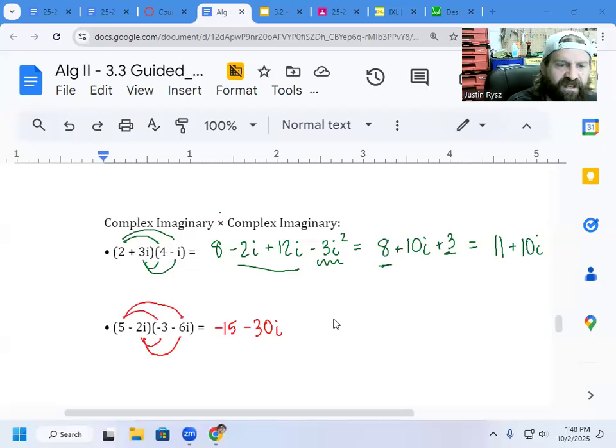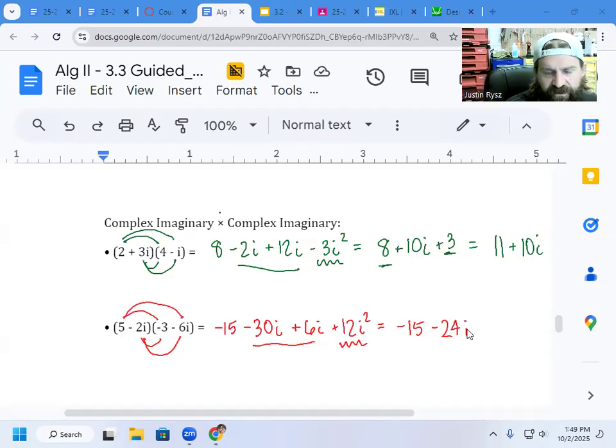Now at the bottom here, distributing the negative 2i. Negative 2i times negative 3 is a positive 6i. And then negative 2i times the negative 6i is a positive 12i squared. All right, we can combine those together and rewrite this. So we get a negative 15, and then we'd have a minus 24i. The negative 30 and 6 makes a negative 24. And then the 12i squared becomes a negative 12. And then we can actually combine those together. So the negative 15 and the negative 12 makes a negative 27 minus 24i.